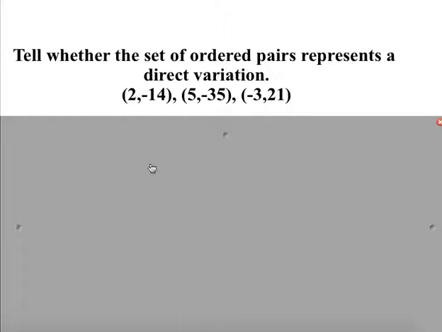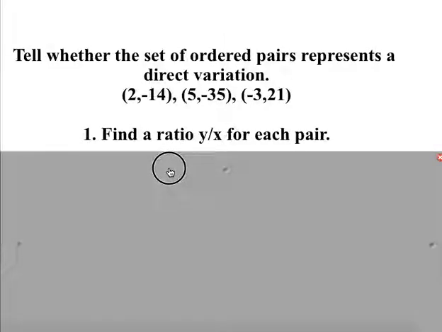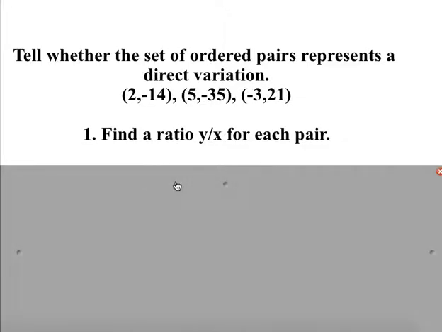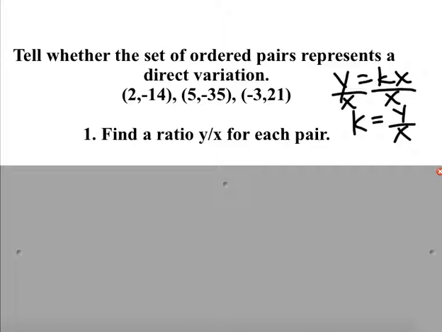Next, let's figure out if we have direct variation between certain points. And the first thing we need to do is find the ratio for each pair. So we do y divided by x. This comes because if we have y equals kx, to find what the constant is, I'm going to have to divide by x. And we see that k is equal to y divided by x. So that's what we do here.